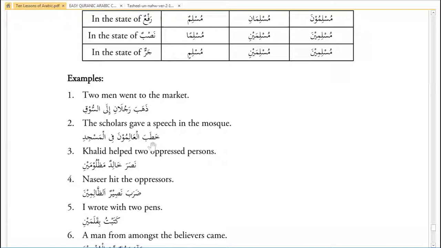And the second one, خطب العالمون في المسجد. This is the عالمون, scholars, in the state of رفع. Why? Because this is فاعل of خطب. خطب means to give a speech. So this is فعل, and this is فاعل. So فاعل is in the state of رفع. So that's why it's عالمون, not عالمين. So the علماء or scholars gave a speech in the masjid.